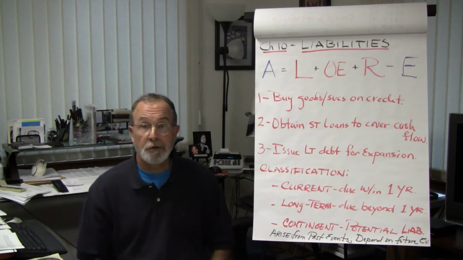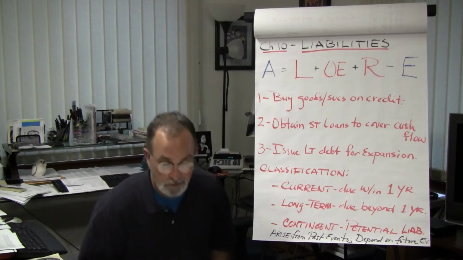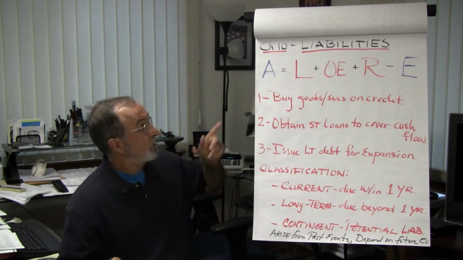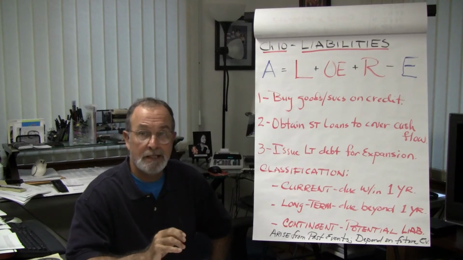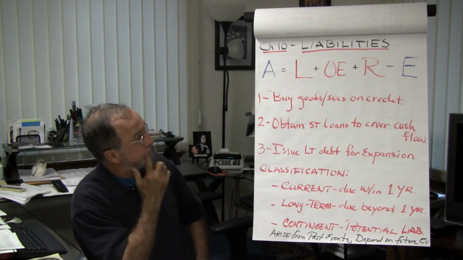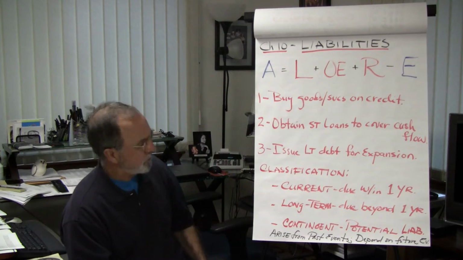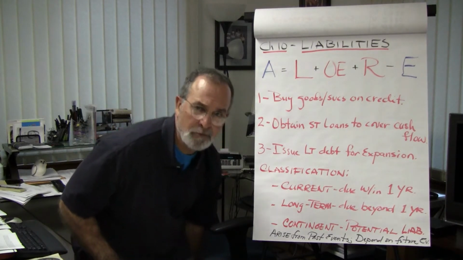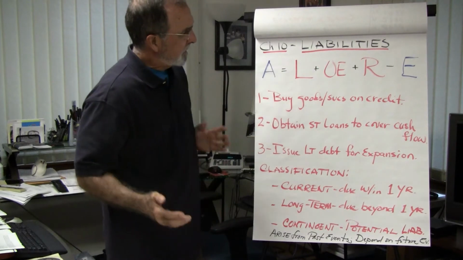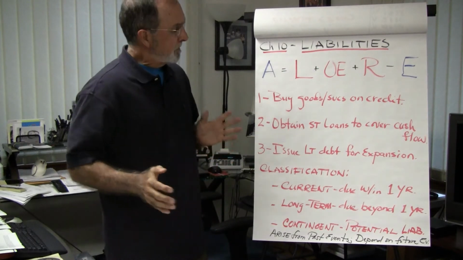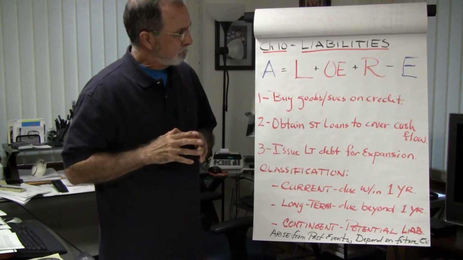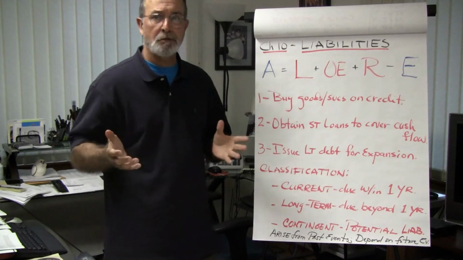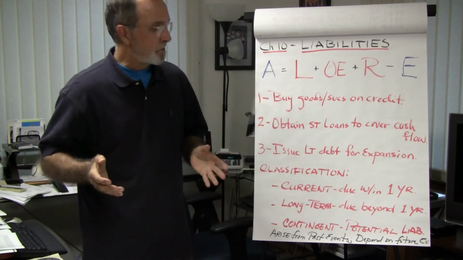Liabilities, if you recall from the very beginning, one of our first lessons, we talked about the accounting equation. A liability, simply stated, is an amount owed by the business to creditors. I think it's important to have a basic understanding of how liabilities fit into the equation in terms of being a source of financing for the business.